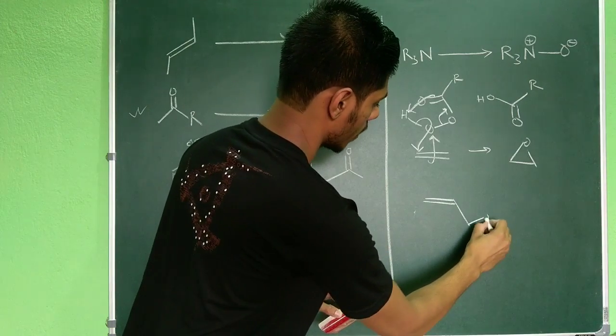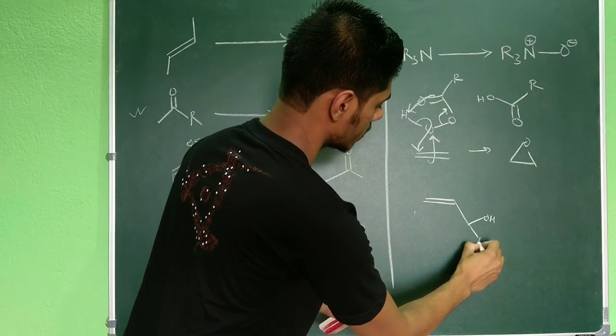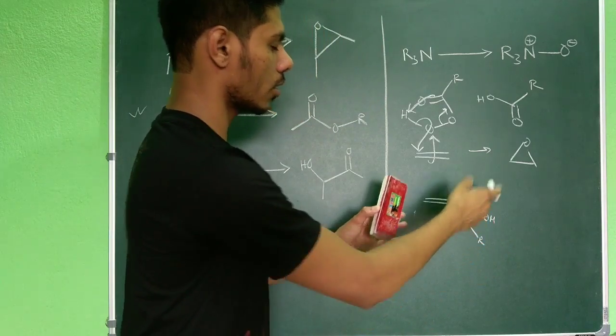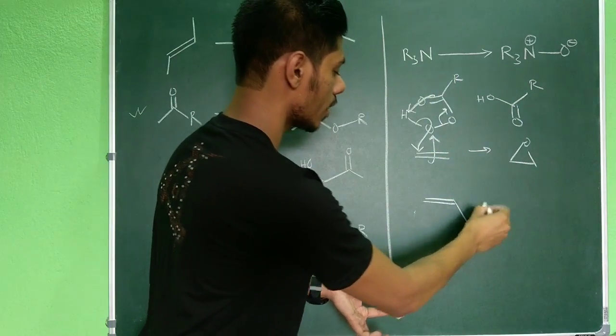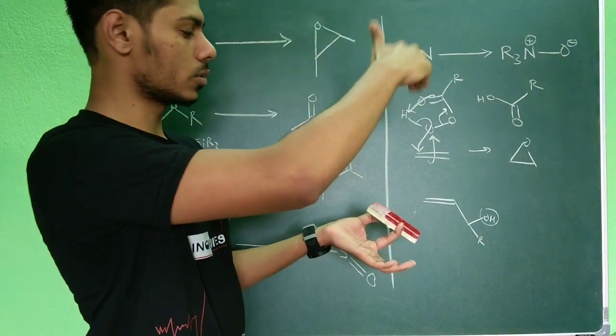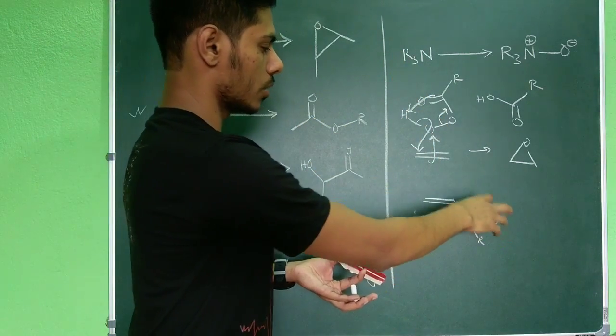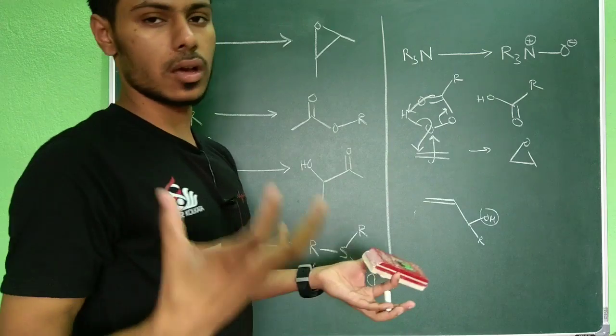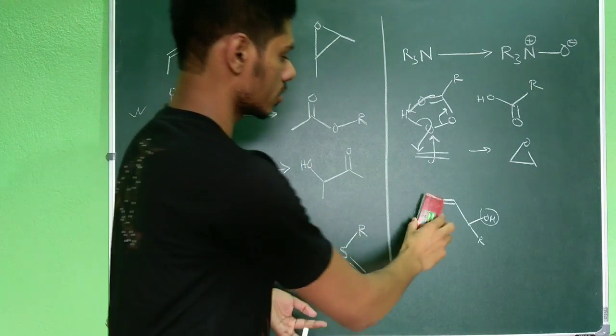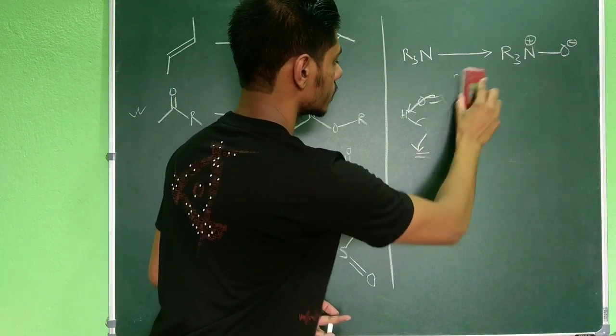And if you have something like this where you have an OH group and this is a chiral center, then what will happen? On which face the OH group is there, from that face the reaction will occur, or from that face the epoxidation will occur, because this OH will have hydrogen bonding with this epoxidizing agent. So this thing you have to remember.